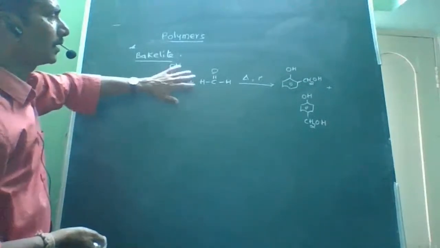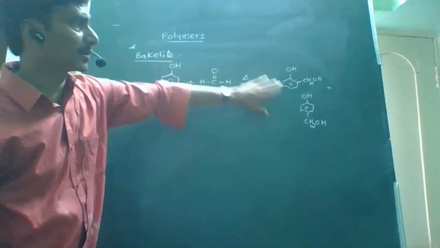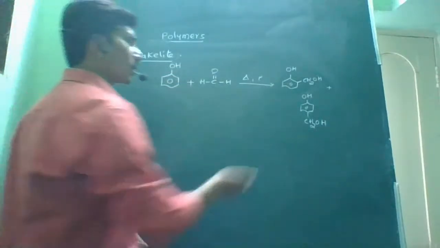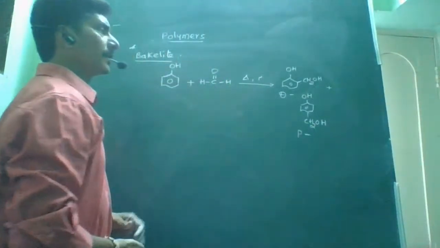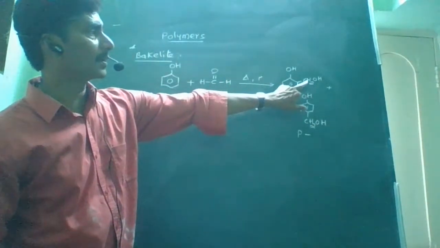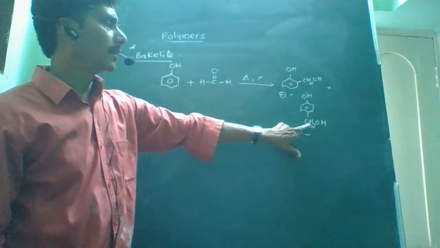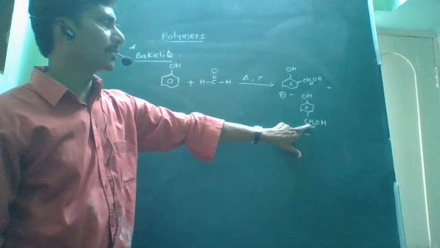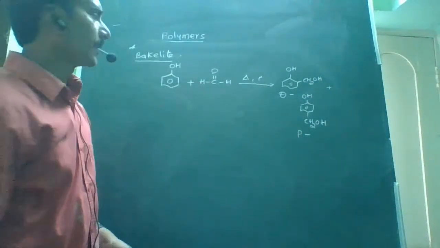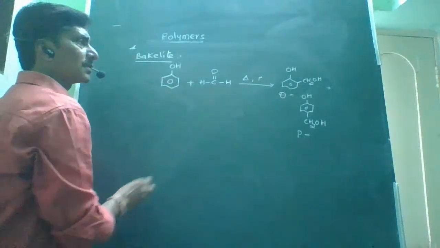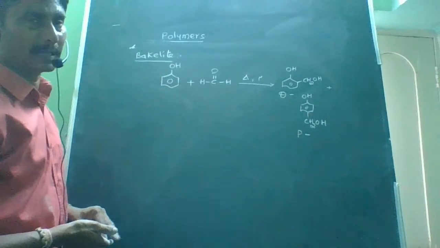That means when phenol is heated with formaldehyde at high temperature and pressure, it will convert into two products, the ortho derivative as well as the para derivative. It is called ortho-hydroxymethyl phenol and para-hydroxymethyl phenol. It is called hydroxymethylation of the phenol compound. This gives the bakelite.